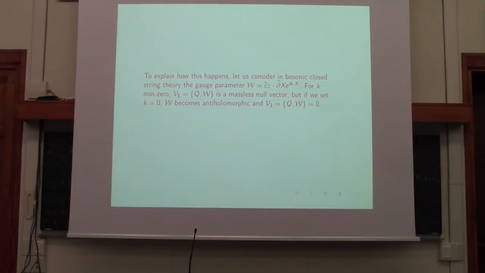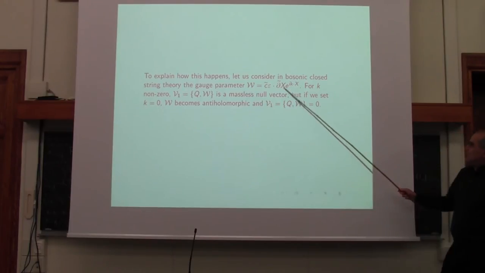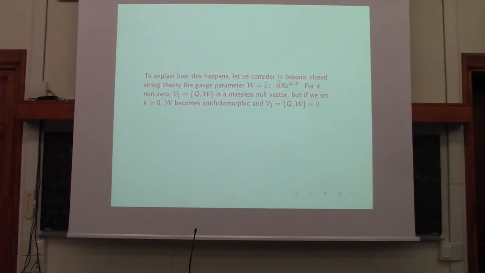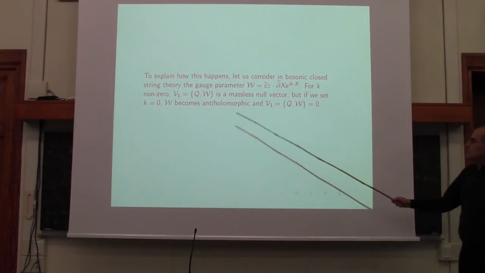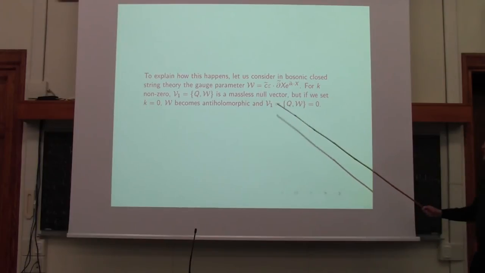To explain how this happens, we consider in bosonic closed string theory what I've written, the gauge parameter for a massless graviton state. And if k is the momentum in spacetime, the dependence on the string center of mass is this exponential factor, e to the i k dot x. So if k is non-zero, V1 is the massless null vector. It's a longitudinal graviton which is supposed to decouple for gauge invariance of general relativity, and we just discussed the proof.